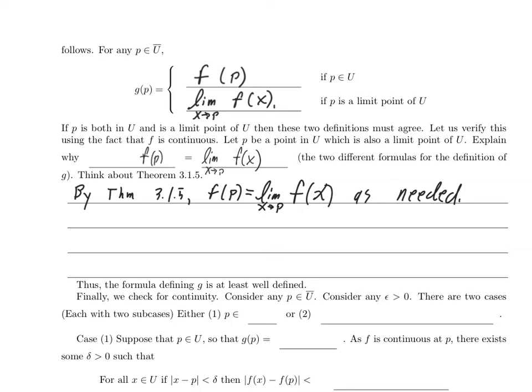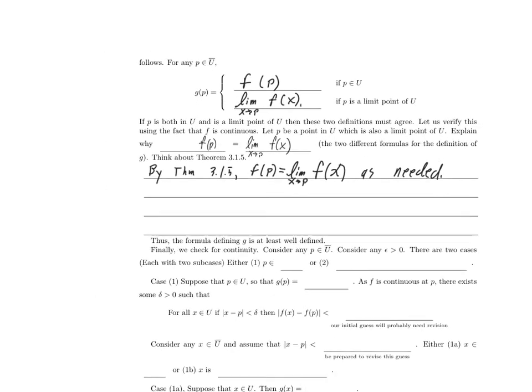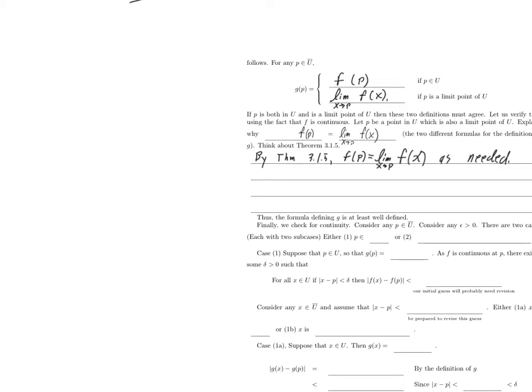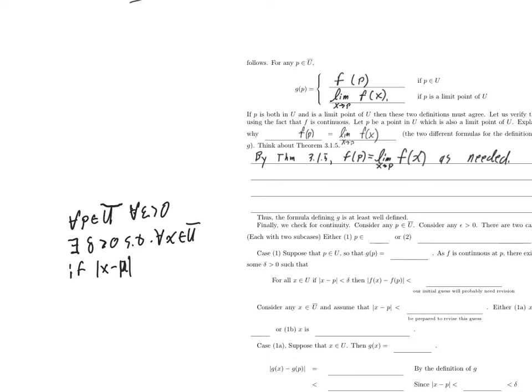Now we have to check for continuity. So remember what continuity says. To prove a function is continuous, we need to prove that for all p in U bar, and for all epsilon greater than 0, there exists a delta greater than 0, such that for all x in U bar, if the absolute value of x minus p is less than delta, then the absolute value of g of x minus g of p is less than epsilon.